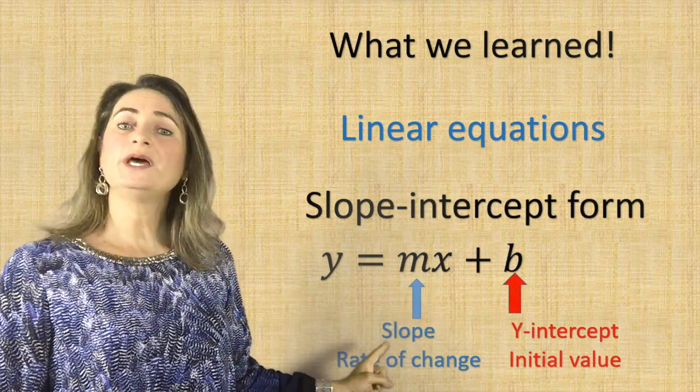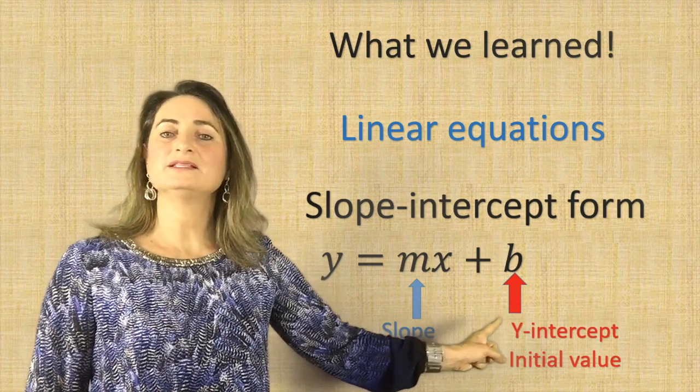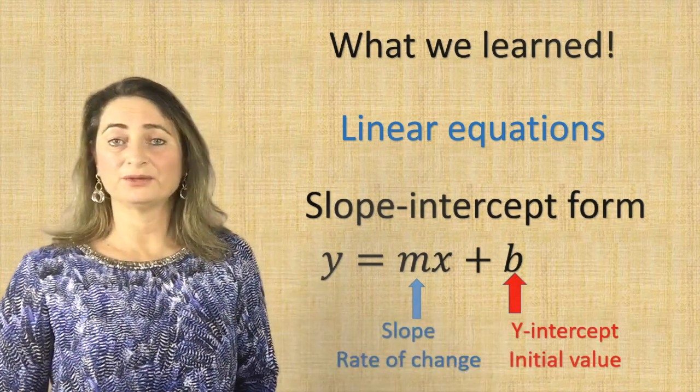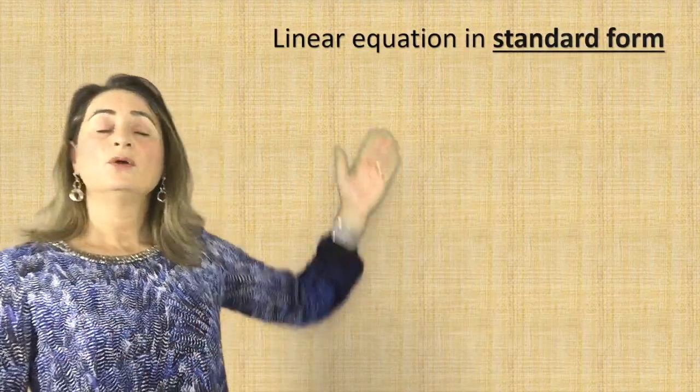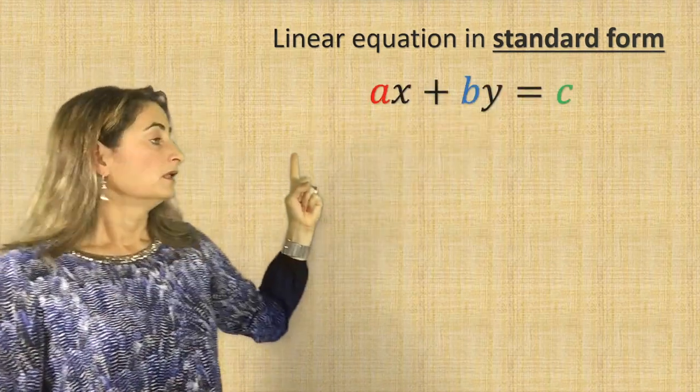Last lesson, we talked about linear functions or linear equations written in slope-intercept form, y equals mx plus b, where m is the slope or the rate of change and b is the y-intercept or the initial value. For today's lesson, we will talk about linear equations written in standard form.